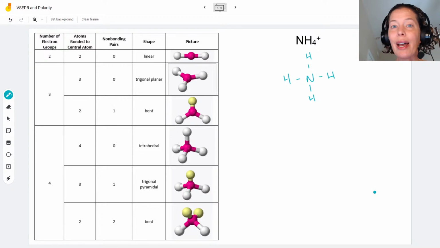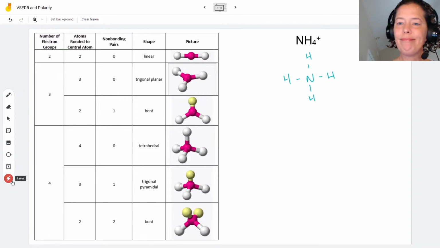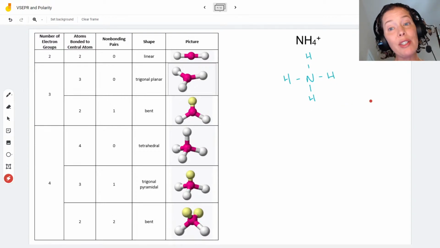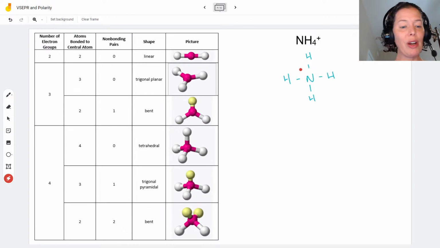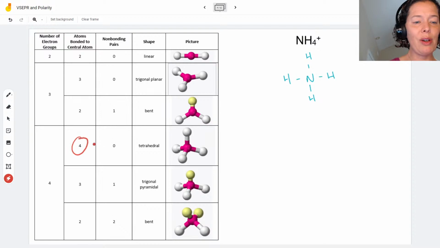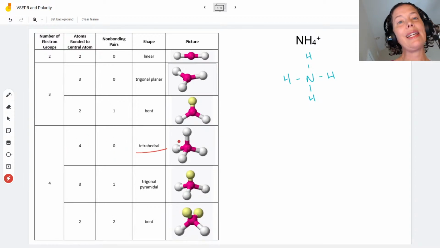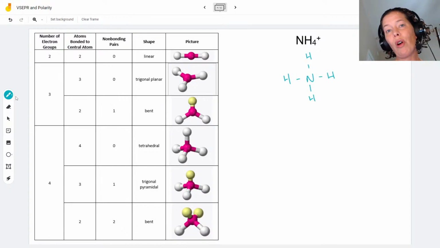All right, so I have my Lewis structure. Nitrogen is my central atom. 1, 2, 3, 4 atoms bonded to my central atom and no non-bonding pairs. So again, I'm looking for that 4-0 situation. We've seen this a couple times, so you're probably already predicting it, but here we go. 4-0. Again, this is a tetrahedral shape. So just like before, I will use my wedges and my dashes to try and redraw this in a 3D shape.